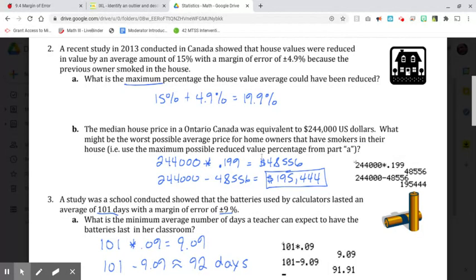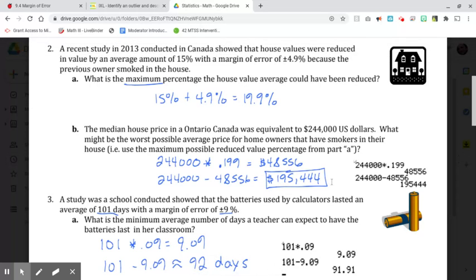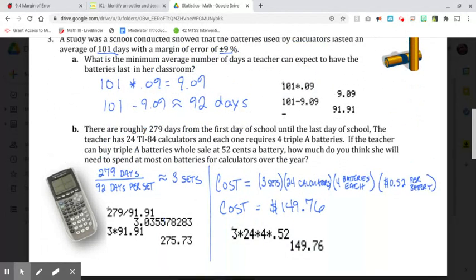$48,556. So if it loses 19.9% of value, then it loses $48,556. If the house's original value was $244,000 and it loses $48,556, then the worst possible price that it might have is it would now be worth $195,444. And if you look, here's how I typed it into the calculator to get the work for my answer there. Okay, let's move to number 3, the last one on the first page.